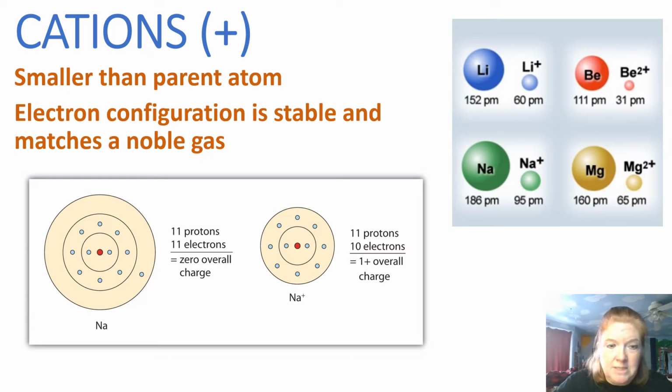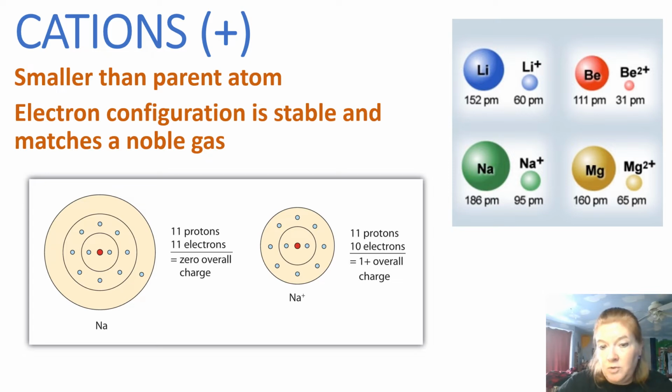Here's also what I want you to see, that as an atom, sodium has 11 protons and 11 electrons. So its overall charge is 0. When sodium loses an electron, notice its size got smaller, but also you notice that the number of protons did not change. It still has 11 protons, but now it does not have 11 electrons, it has 10. So when we add these two numbers, remember protons are positive and electrons are negative, we have a positive 1 overall charge.